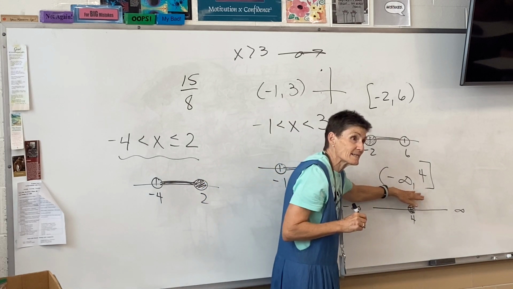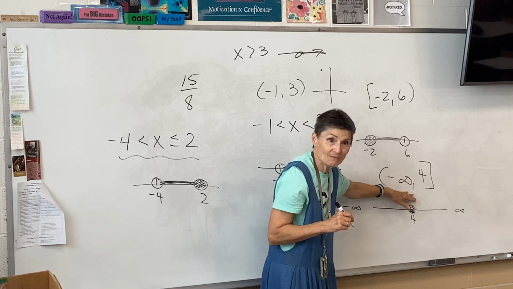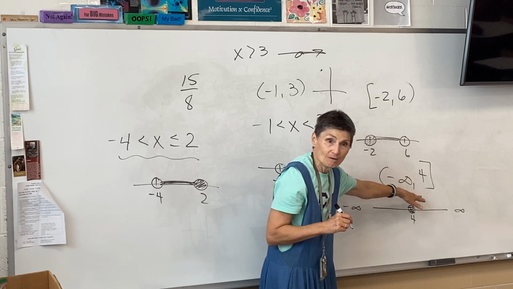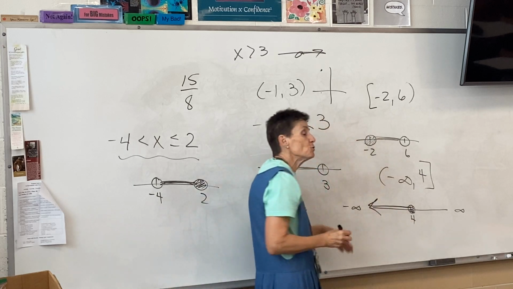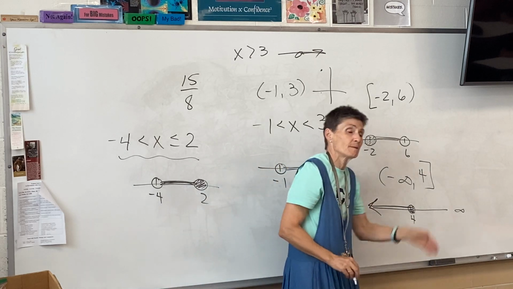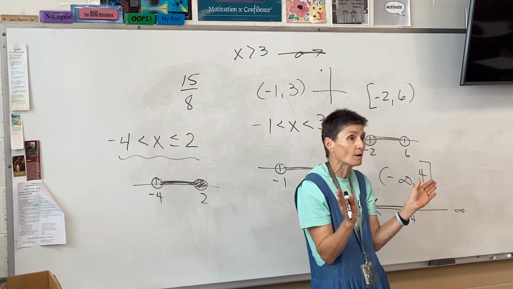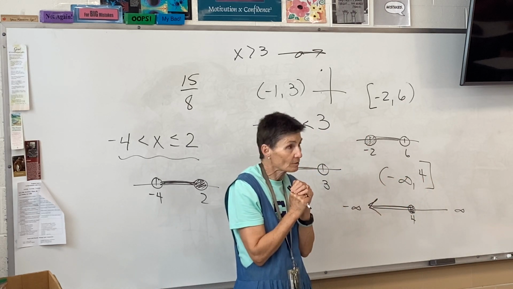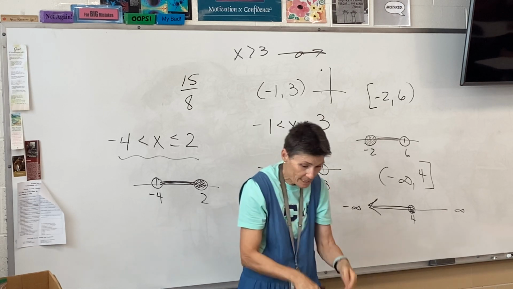So what's this telling me to shade? Everything in between -infinity and 4. So that goes this way. You can't put a dot at -infinity. Please, no dots at infinity. Infinities mean arrows. They go on forever and ever. Okay? All right, it's pretty easy.